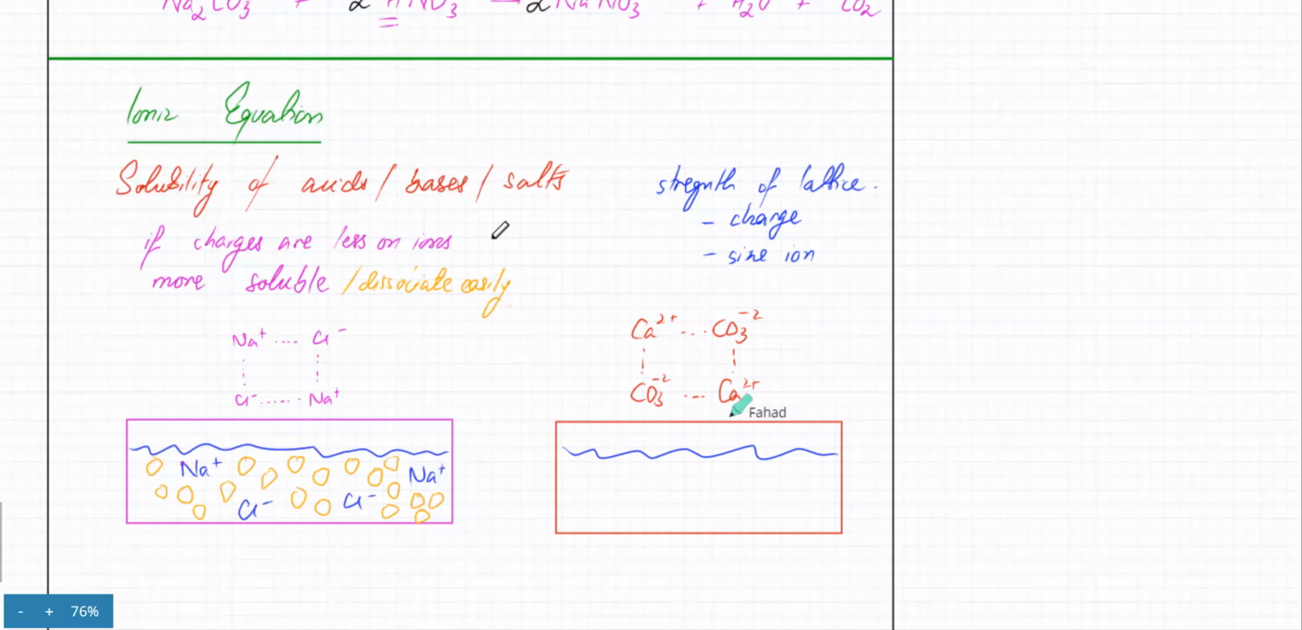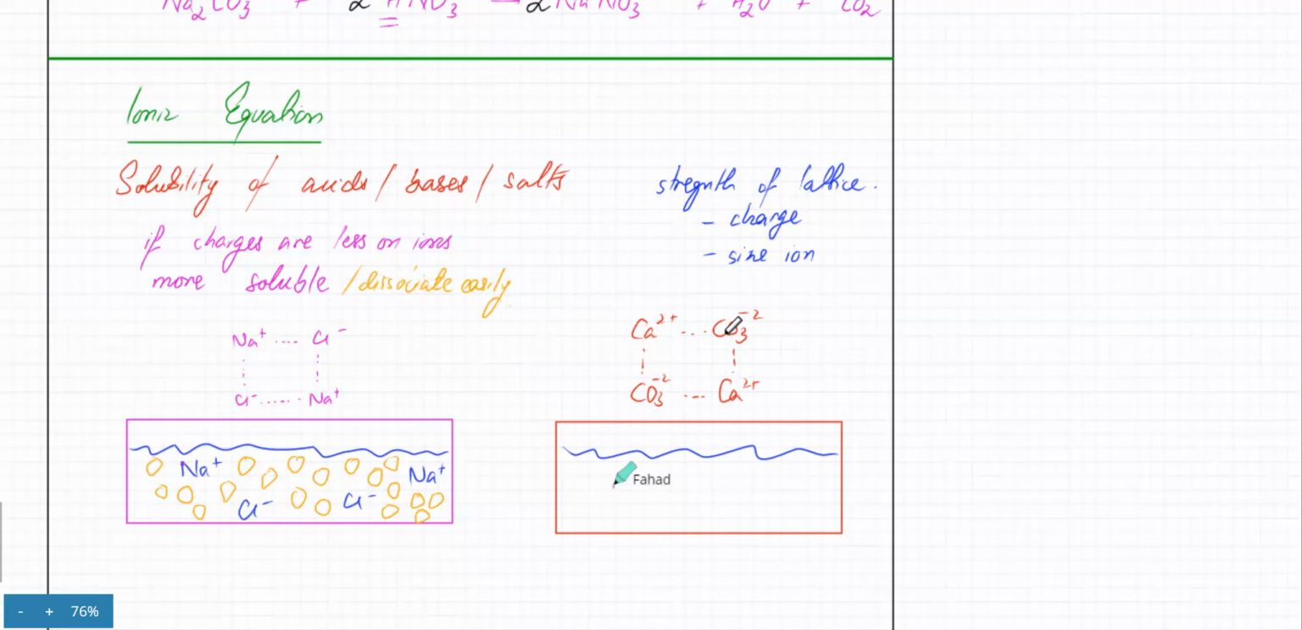So a simple rule of solubility is that if the charges are higher, it's not going to be soluble. They're going to attract each other very strongly. Magnesium oxide has a lattice that is insoluble. Aluminium oxide is extremely insoluble, because it's Al3+ and O2-, and the ions would not dissociate.